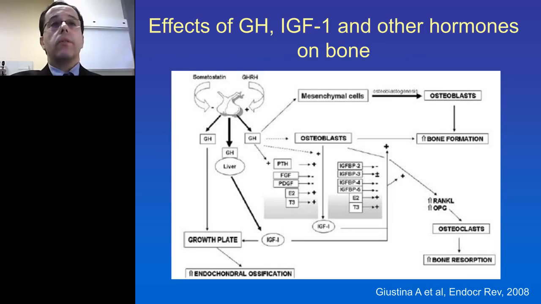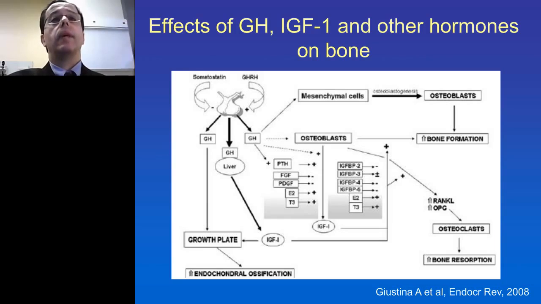Also, you can see here growth hormone and IGF-1 have direct effects on the growth plates that are at the epiphyses of children and adolescents, and promote endochondral proliferation and ossification that is responsible for linear growth through childhood and adolescence. So in summary, the growth hormone and IGF-1 system promotes both bone formation and bone resorption throughout life.